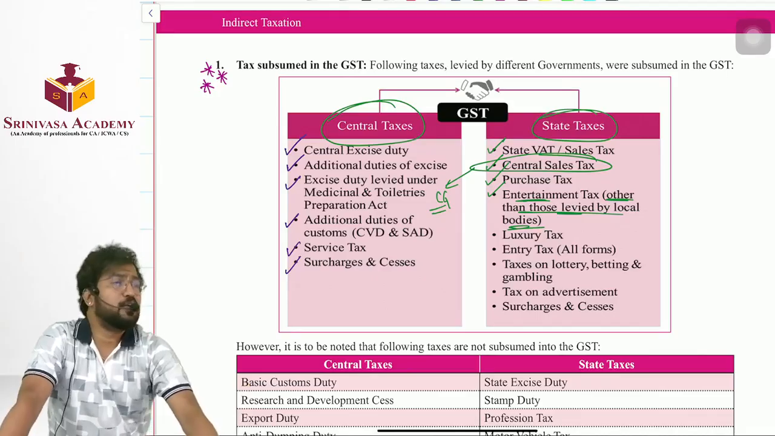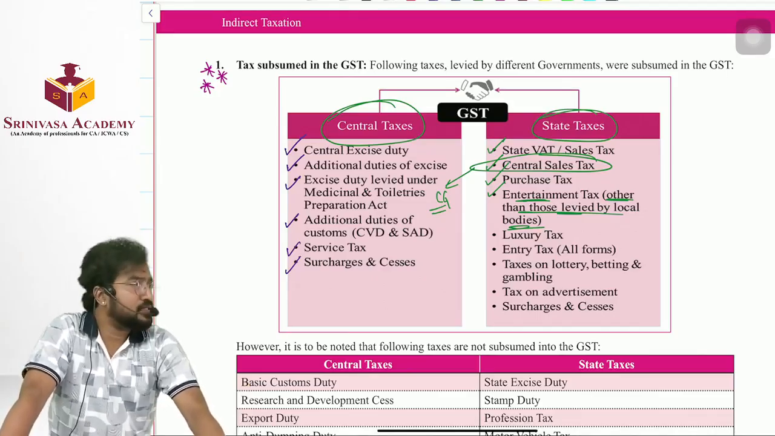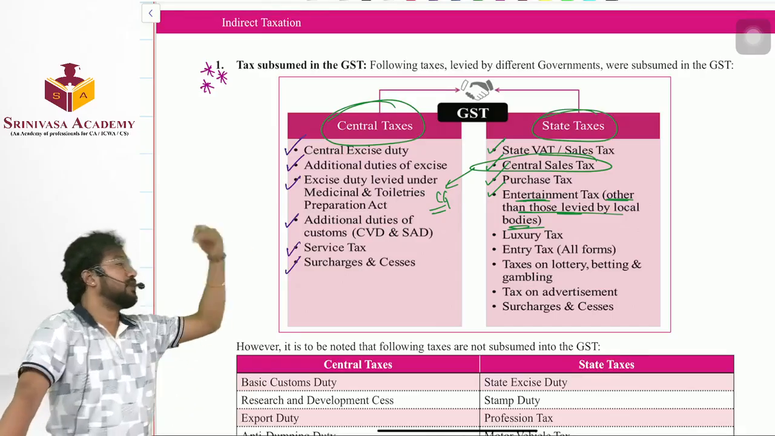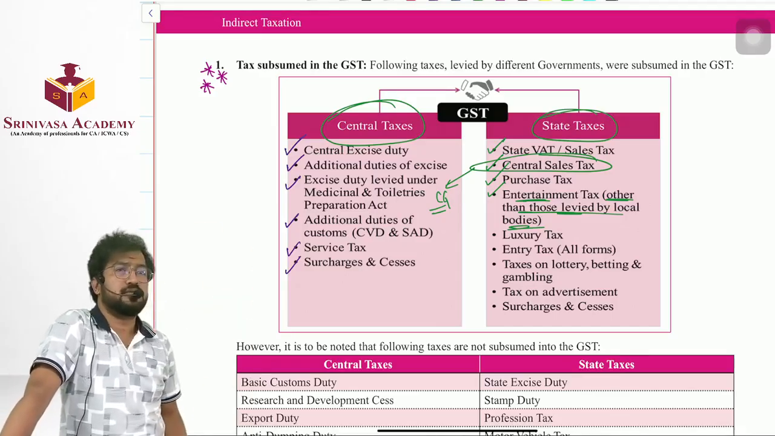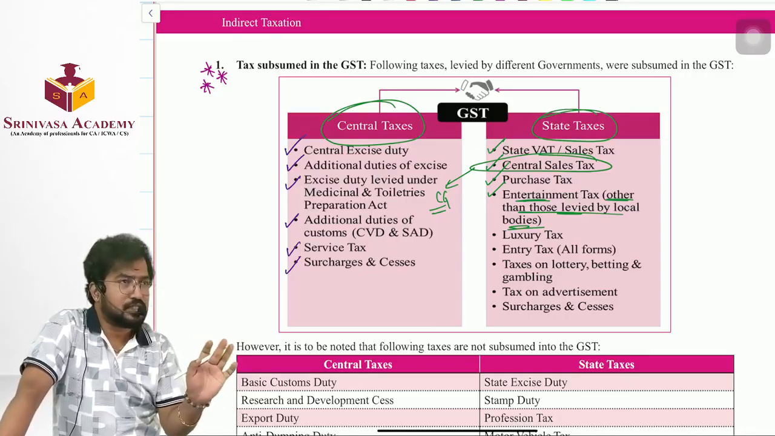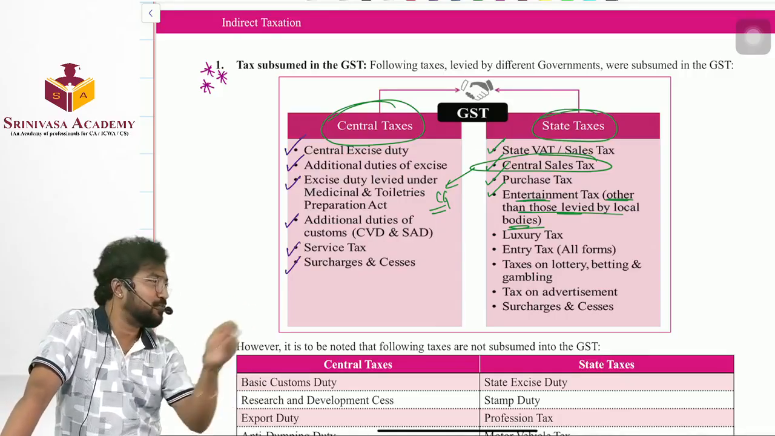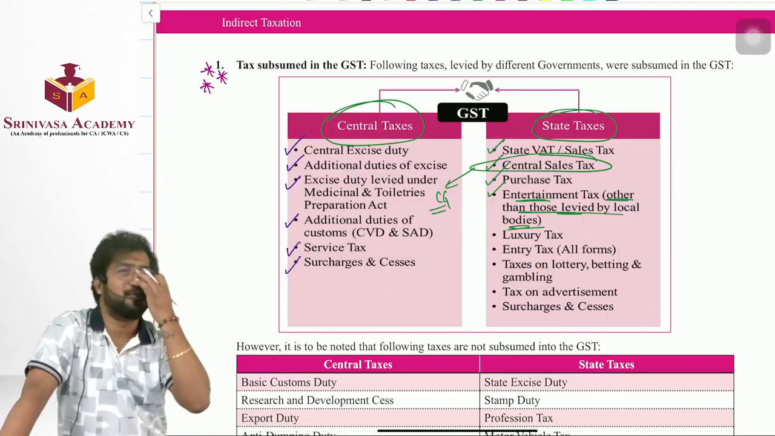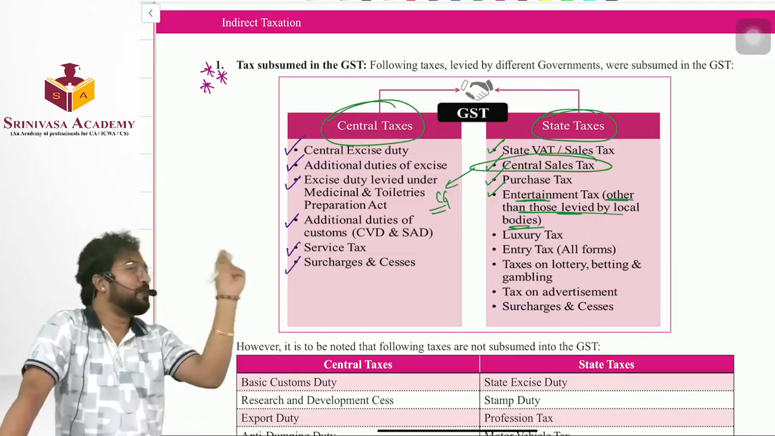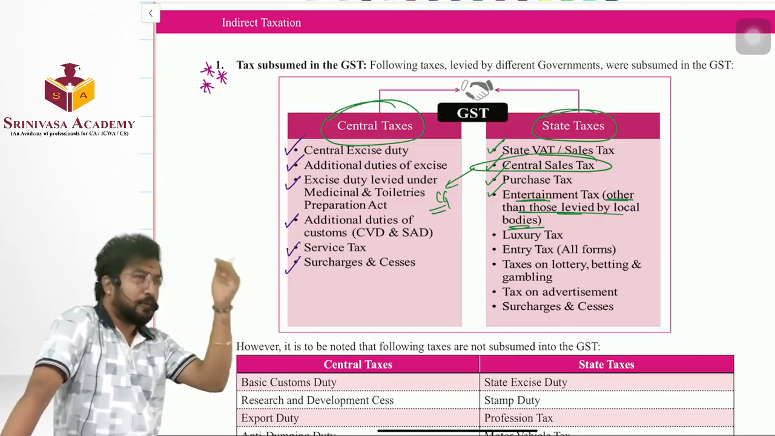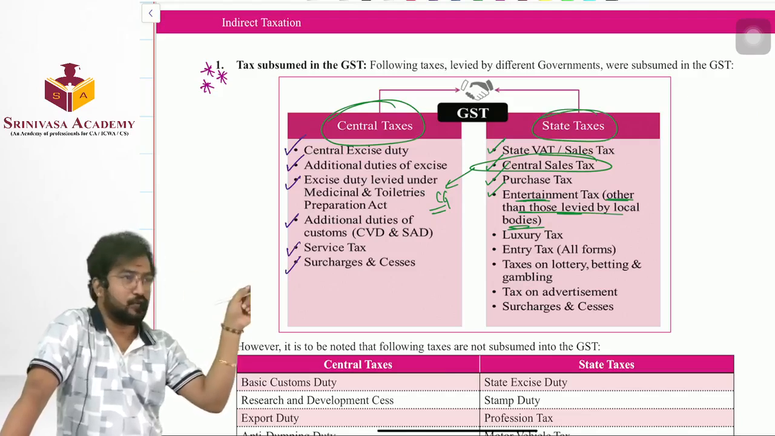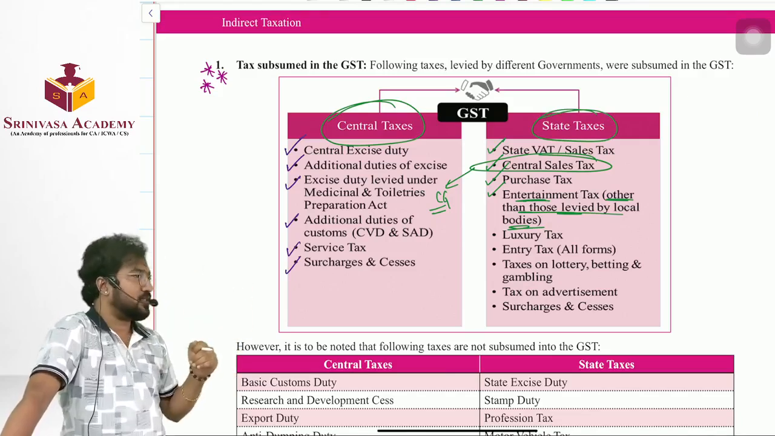Entertainment tax levied by whom? State government is subsumed into GST. But if the entertainment tax is levied by local bodies, it is still existing. It is not subsumed into GST. When you go to a movie, for example, imagine you went to a movie. If you see the ticket, there will be base price 100 rupees plus LBET, local body entertainment tax, 10 rupees plus CGST plus SGST, like that you will find.